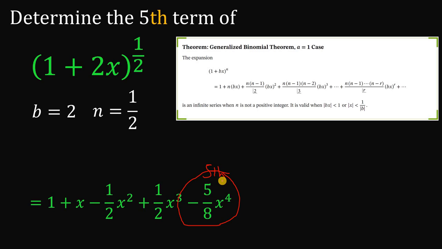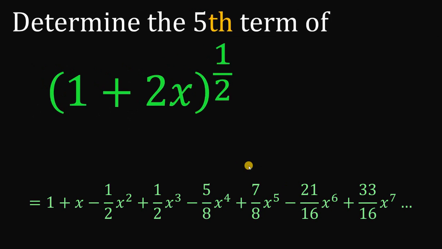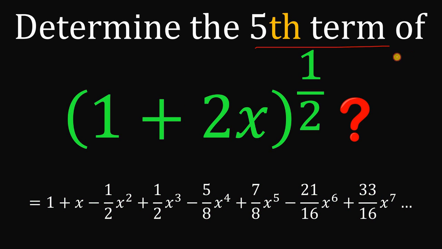So we have here the answer. But if you want to extend, you want to get the 6th term, the 7th term, the 8th term, and so on and so forth, you get 7 over 8x raised to the fifth power, the 6th term, negative 21 over 16 times x raised to 6, we have the 7th term, plus 33 over 16 times x raised to 7, we have the 8th term, and so on and so forth up to infinity. Therefore, our answer to this question, we want to find the fifth term of this expansion, 1 plus 2x raised to the power of 1 over 2, and our answer is negative 5 over 8 times x raised to the fourth power.